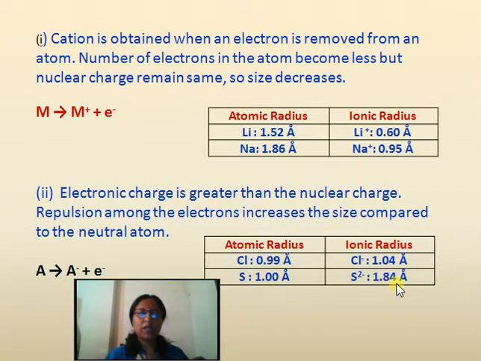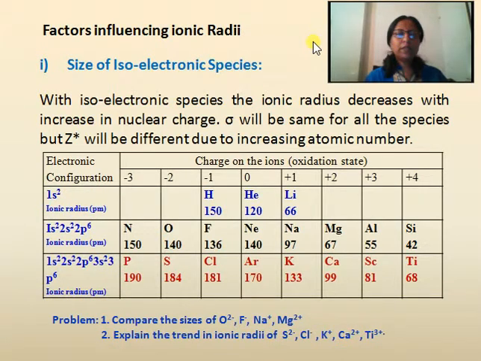So this is much greater than what we had in case of neutral sulfur. So we can say from these values that when a cation is formed, the radius decreases, and when an anion is formed, the radius increases. Now I will be discussing a very important point: the size of the isoelectronic species, and how this dictates the ionic radii values.